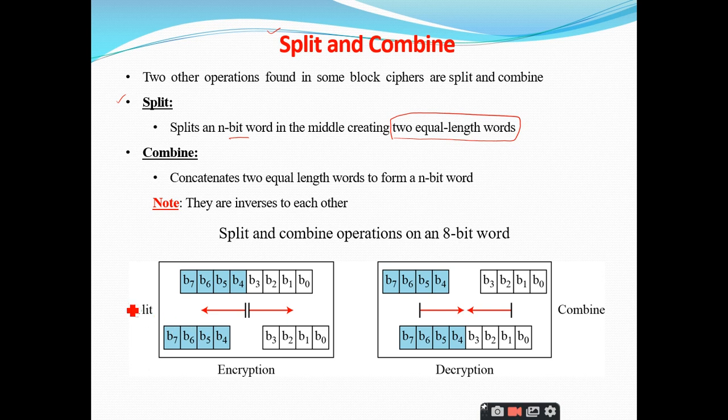So that is called the split. And combine means concatenating the 2 equal length words to form an n-bit word. The reverse of splitting is concatenation or combination, right? So split and combine are the inverses of each other. Therefore, when you use the split operation for the encryption, you have to use the combine operation in the decryption to get the plain text. This is a simple component which you can understand. Is it clear up to this point?